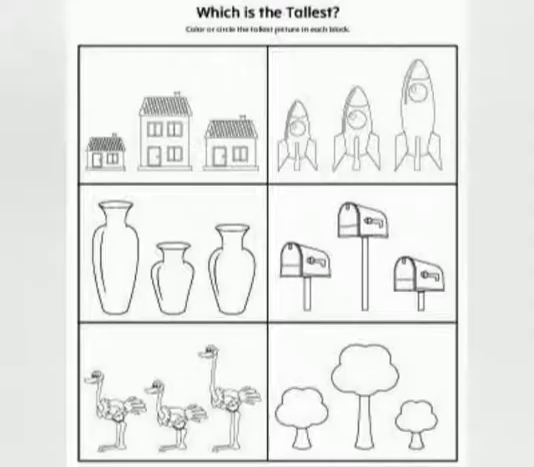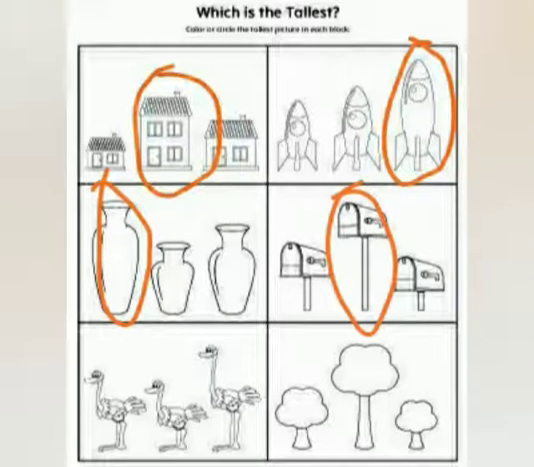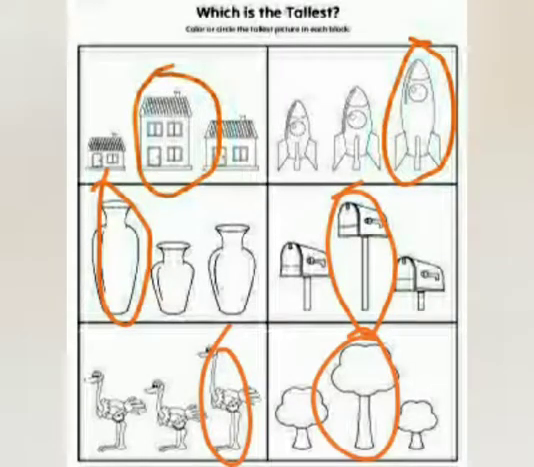Now let's recap on some vocabulary. So which is the tallest house? The middle house. Which is the tallest rocket? The third. Which is the tallest vase? The first. The tallest letterbox? The second. The tallest ostrich? The third. And the tallest tree? The second.